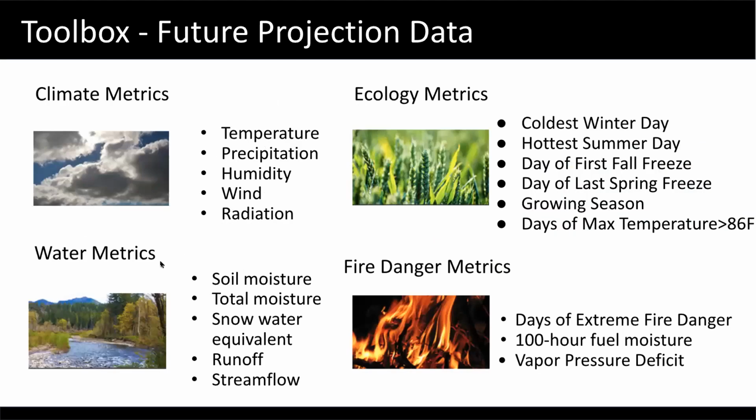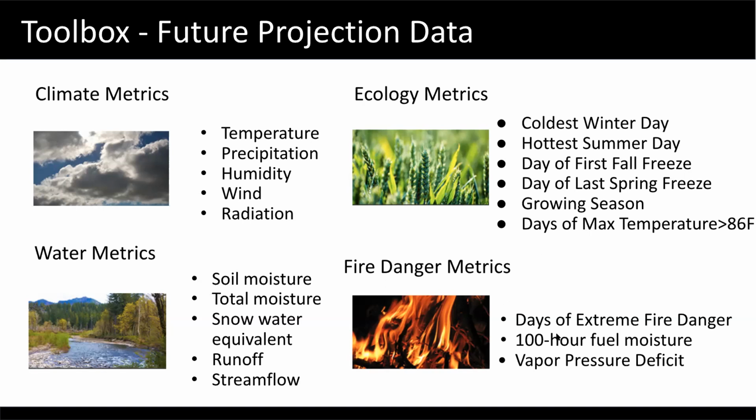And then for the future data, again, we have all these same temperature and water metrics, and then we have a bunch of other derived metrics. Some of them are the same as what we have in the historical, and then some are summaries like coldest winter day, hottest summer day, the day of the first fall freeze or last spring freeze, the growing season, days of max temperature greater than 86 degrees Fahrenheit. These are some ecological metrics that are of interest in characterizing a species habitat for the fish and wildlife.